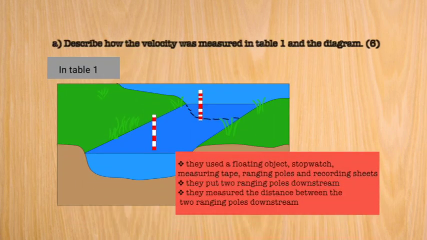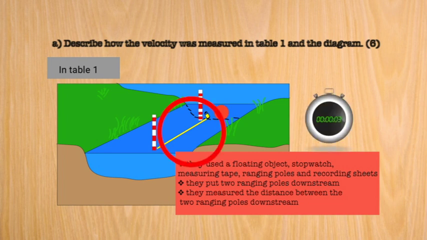The answers to the following questions. Describe how the velocity was measured in table 1 in the diagram. In table 1, they used a floating object, stopwatch, measuring tape, ranging poles, and a recording sheet.